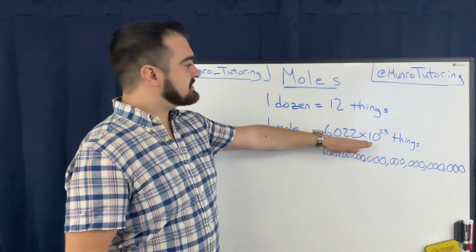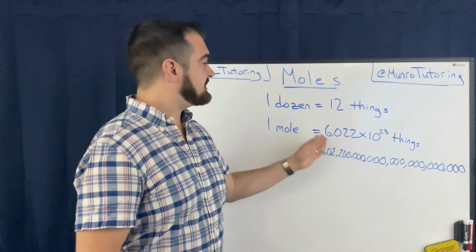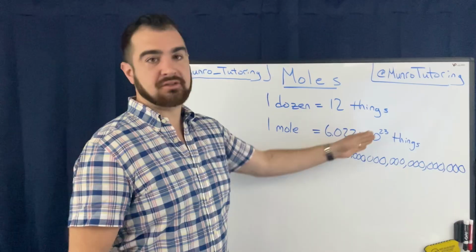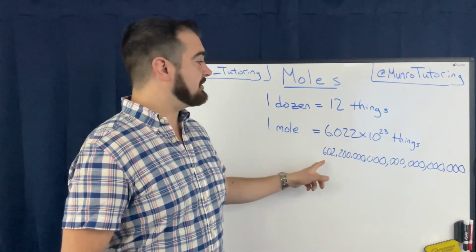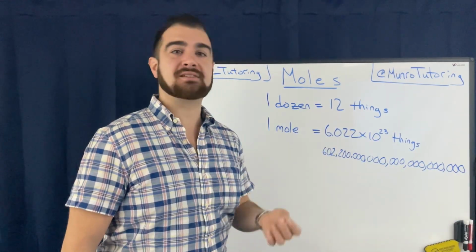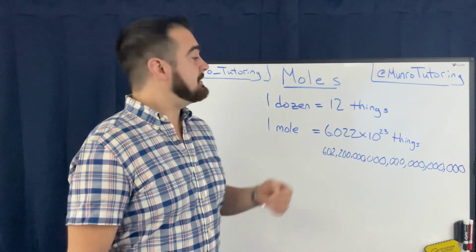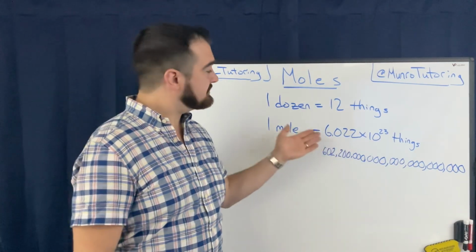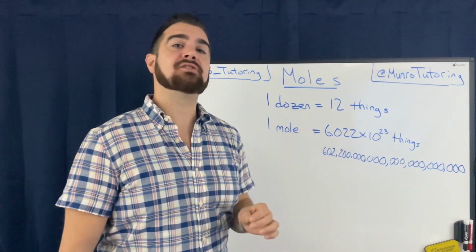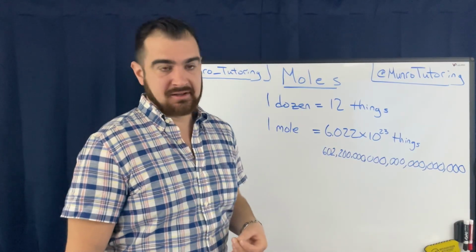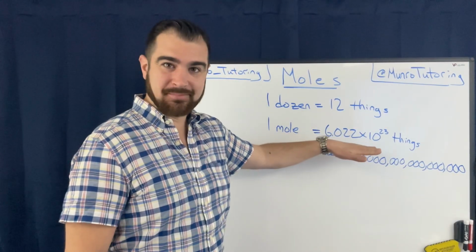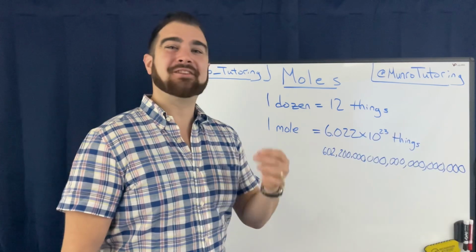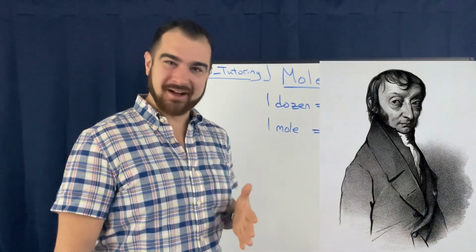And we have this number of things, which is 6.022 times 10 to the 23rd. Now that number written out is this here. So it's a massive number. Now, it may seem arbitrary. Why do we use this number? And that all comes down to how the mole was defined. Now, this is Avogadro's number, not Avocado's number. It's Avogadro's number, named after our boy Avogadro.